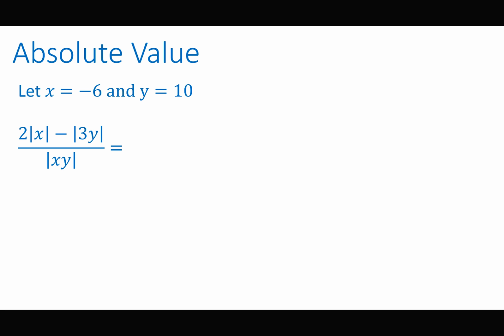All right, absolute value. And this is the last thing we're going to talk about. So again, absolute value takes anything in my absolute value bars and makes it positive because we think of it as a distance from 0. Okay, so on this one, I have 2 times the absolute value of negative 6 minus, in absolute value bars, 3 times 10, all divided by, in absolute value bars, negative 6 times 10.